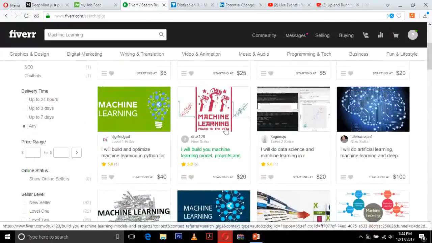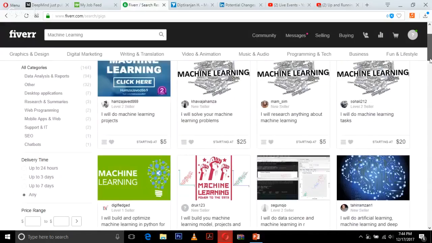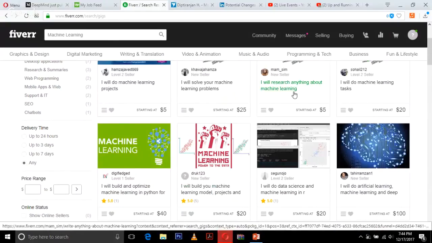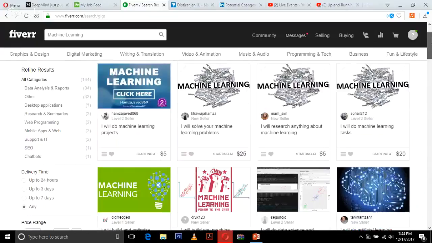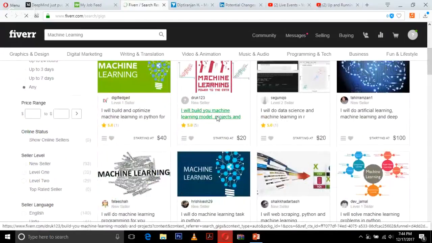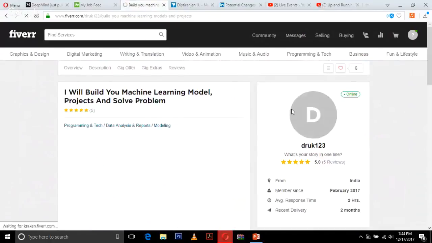So this is my gig. It says I will build machine learning models and projects, and I'm a 5 star. This is the starting amount that I've mentioned, and the majority of the ones on top, we can see, have priced themselves as low as 5 or 10. You can see this person, but these guys are the ones who are not able to do the work. They just want to take as many projects as they can. And okay, so this is the gig.